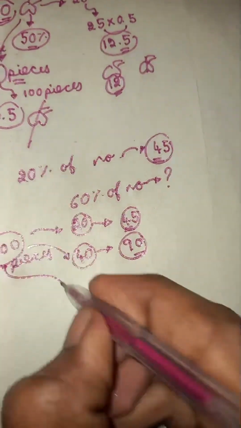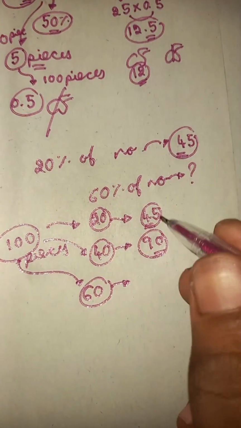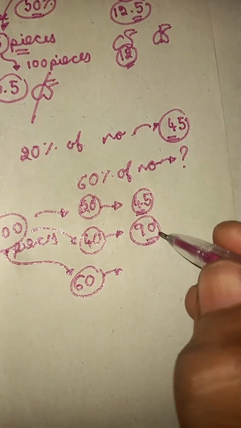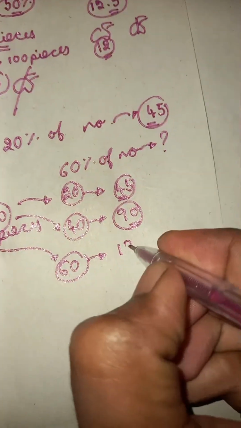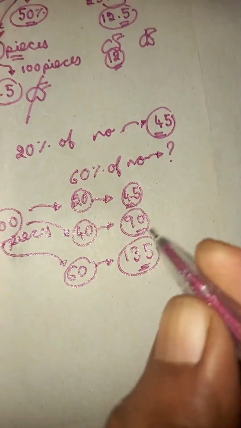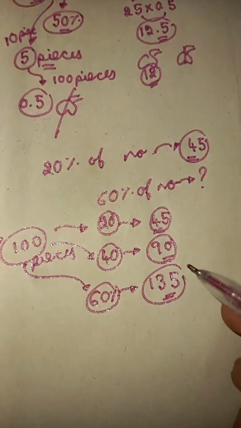And if you take 60 pieces, it is going to become 3 times 45, or 90 plus 45, which is equal to 135. The 60% of the number is 135.